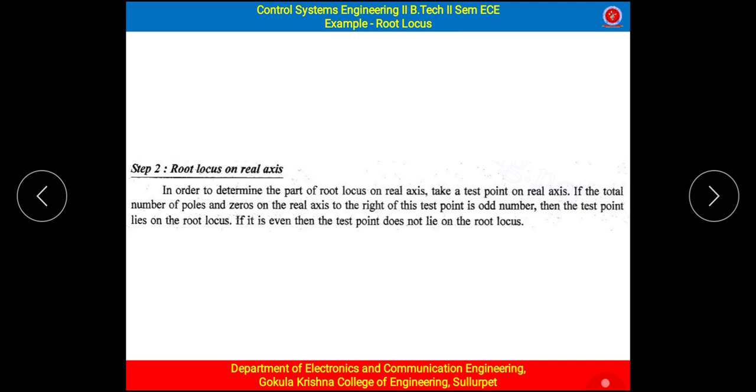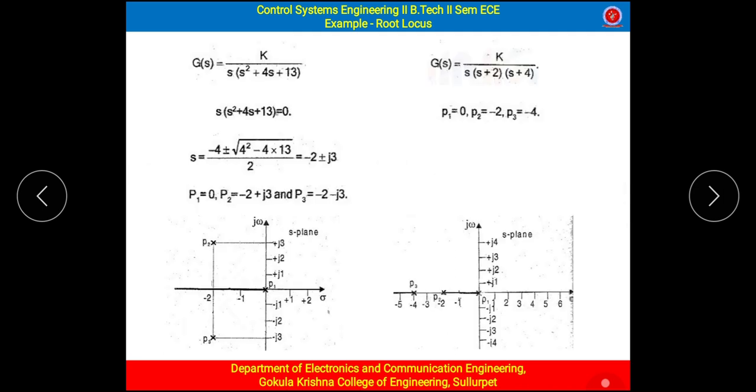Okay, next second step. See, in the first step what we have done is we have calculated poles and zeros and then we have located them on S plane, and in both the examples we considered there are no zeros. So if there is a zero, usually we will be using O notation. Okay, and for poles we are using X notation.